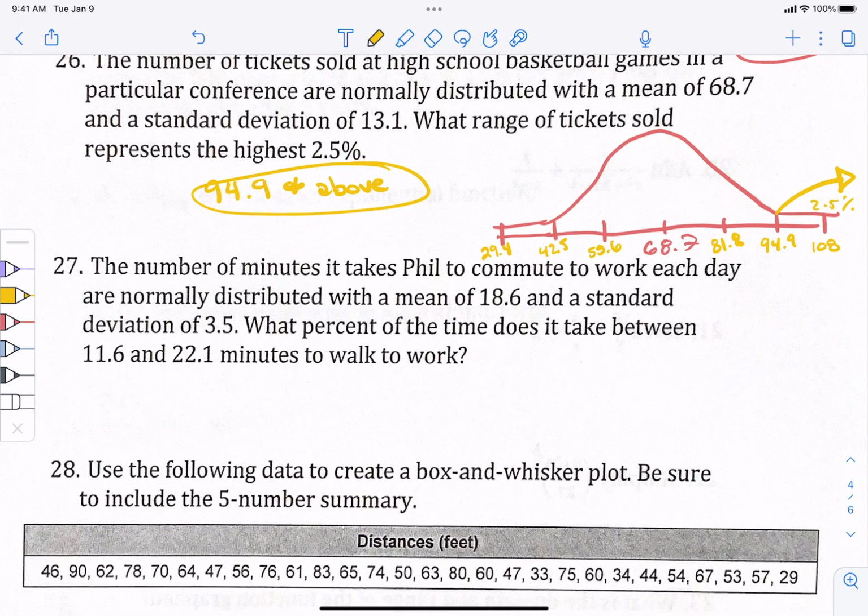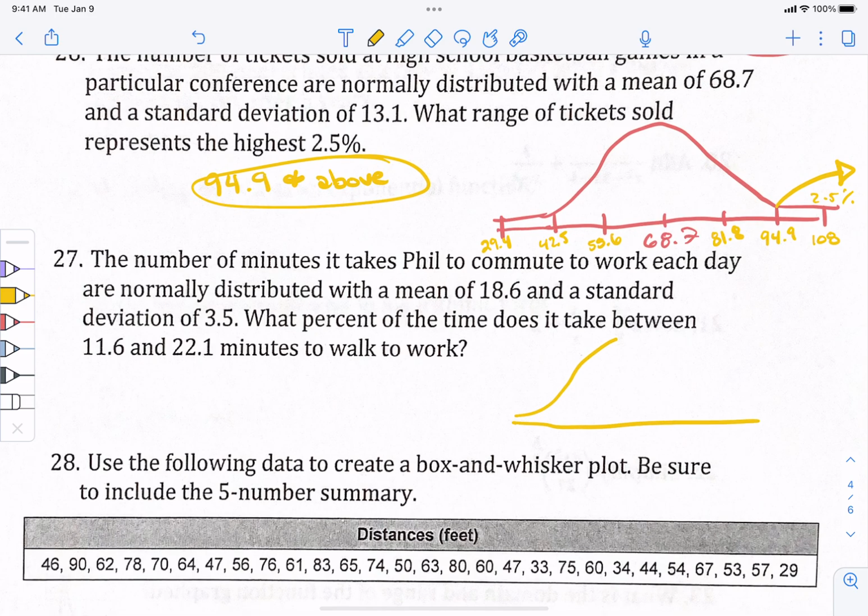Number 27. Now we got a new one. I thought we were going to use the same bell curve, but we're not. Okay, we got a new bell curve. Here we go. The average is 18.6, and the standard deviation is 3.5. Okay, let's get a new color. If I'm adding 3.5, I get 22.1, 25.6, and 29.1.